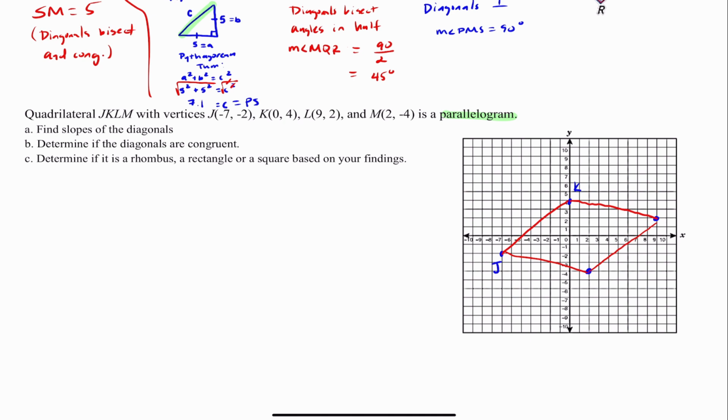What I'm trying to say is, if you're trying to find the slopes of the diagonals and they are perpendicular, it's either a rhombus or a square. And if not, then it's a rectangle. Let me go ahead and show you.